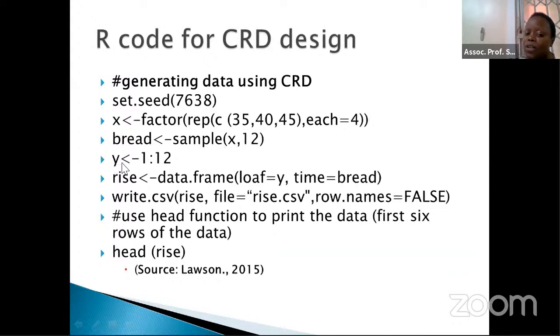Then Y is the vector. Then raise is going to be our data set. Now we call object raise. We want to put all this information together in raise. We use this command called data frame. And loaf is Y, there are 12 of them, and time is bread, okay? So we've told this part here, function sample, to randomize these to 12 experimental units, to 12 loaves of bread. That is the second bit.